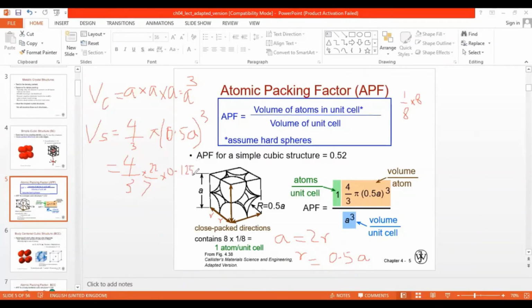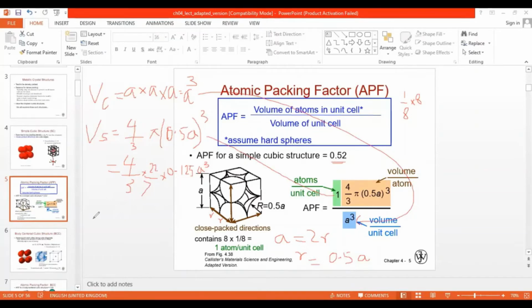A cube. All right. Now you see here, one atom is 4/3 pi r cube. I don't need the exact value, I just need the ratio, right? So if I divide this with this, that's what happened here. This value is here and this value is here, right? So 4/3 pi r cube divided by a cube, that will give you 0.52.